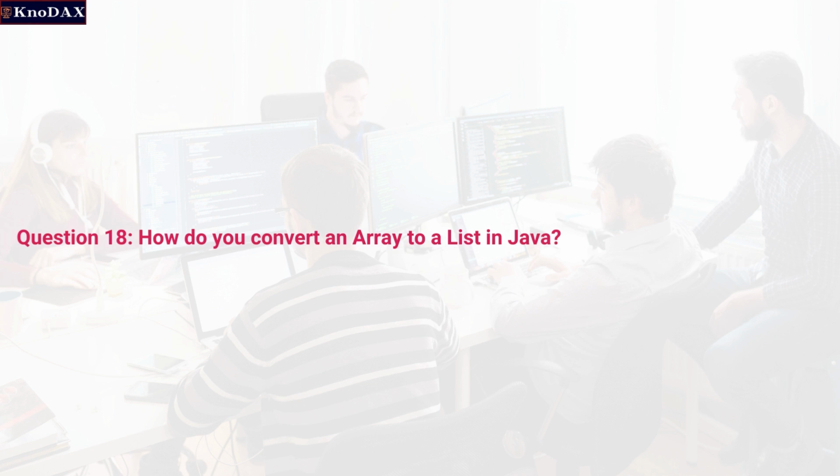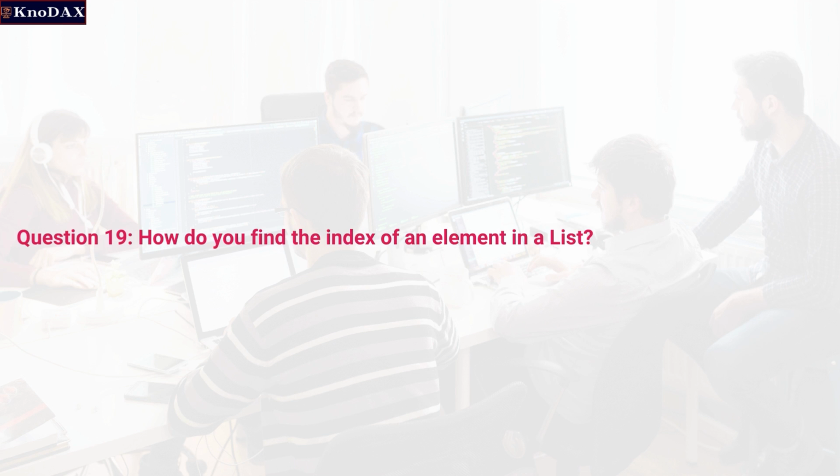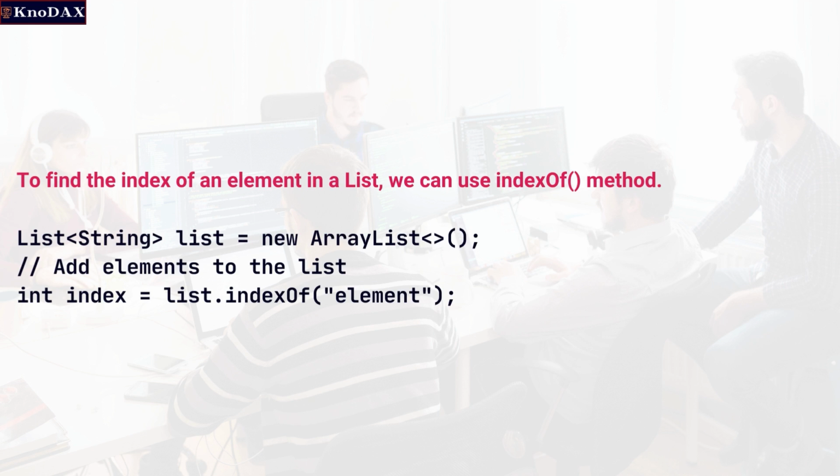How do you convert an array to a list in Java? To convert an array to a list, we can use its asList method. How do you find the index of an element in a list? To find the index of an element in a list, we can use its indexOf method.